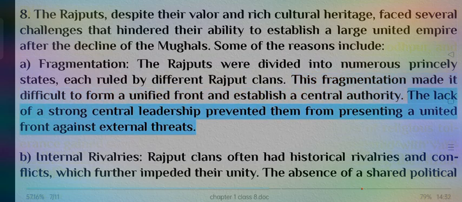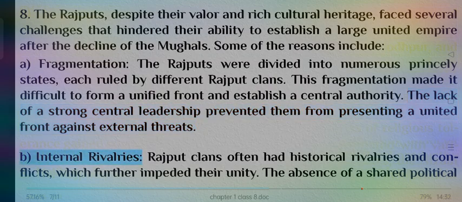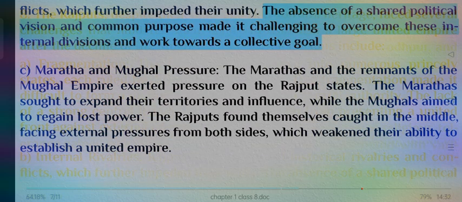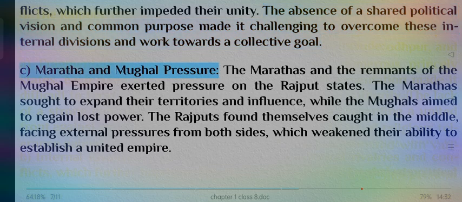The lack of a strong central leadership prevented them from presenting a united front against external threats. B. Internal rivalries. Rajput clans often had historical rivalries and conflicts, which further impeded their unity. The absence of a shared political vision and common purpose made it challenging to overcome these internal divisions and work towards a collective goal.